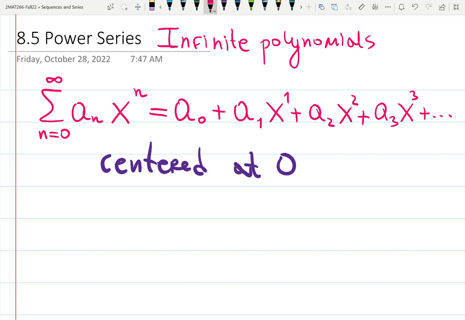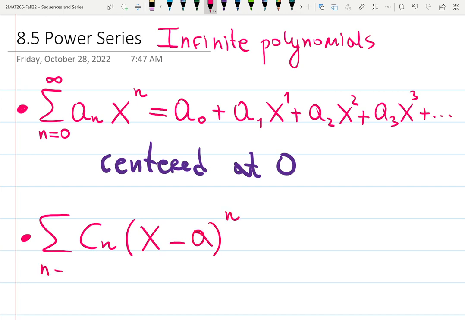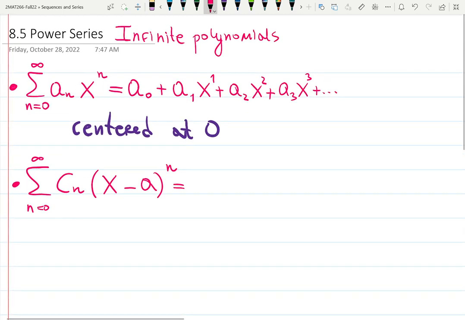That's a second one. Bullet point, bullet point. The second one has a shifted center. So we're going to call c sub n the coefficients. And then we're going to have x minus a to the n, where a is a center, starting from 0 to infinity. Make sure you have enough space, because that will take more space.